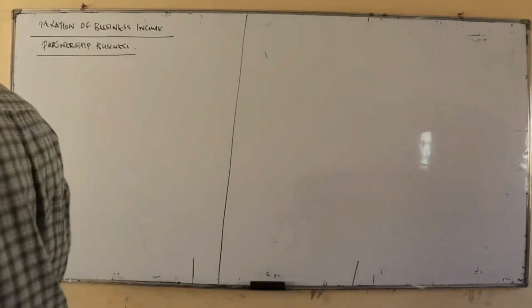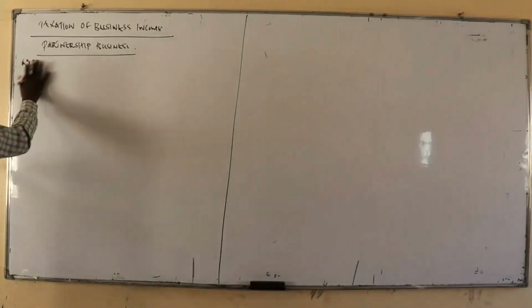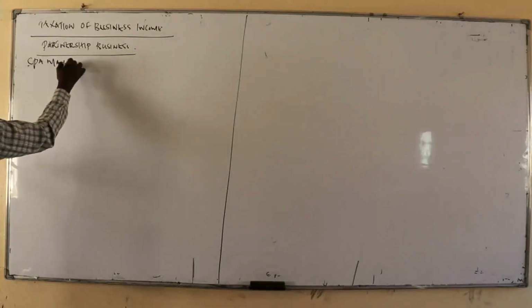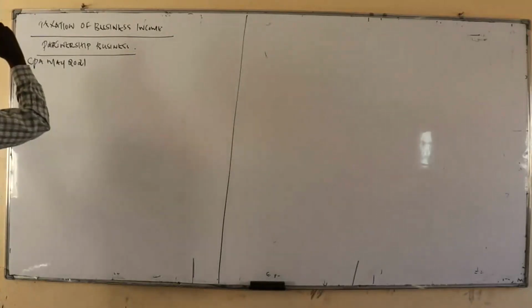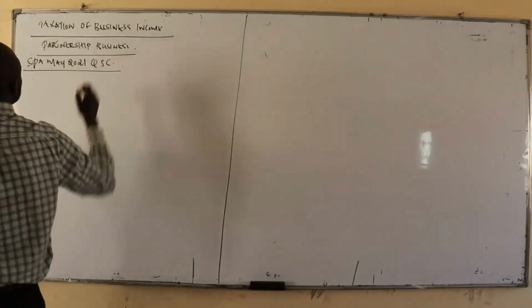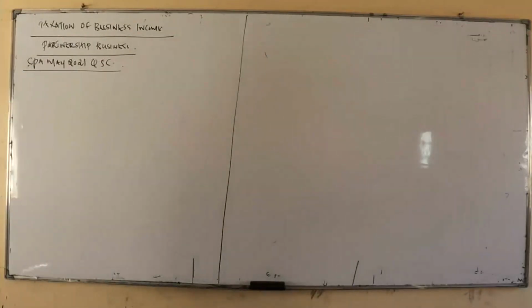So we are doing this question, May CPA, May 2021, question number 5C. Question number 5C. So the question reads, Mark and Wanguhi... the following statement of profit or loss was prepared by the business for the year ended 31st December 2020.